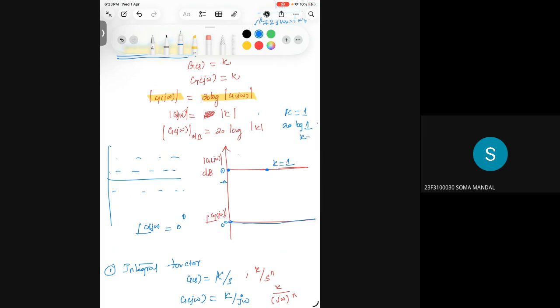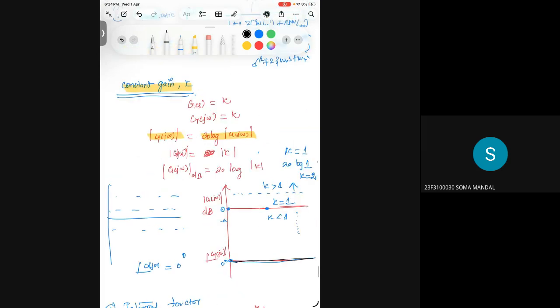What if I increase k to 2? Then log 2 will be positive, so 20 into log 2 is somewhere above. So k greater than 1 will be above, at positive values of decibels. Then k less than 1 will be below, at negative values of decibels. So by changing k, you can move up and down in the magnitude plot. For the phase plot, it will be 0. There is nothing to change the phase, so it will always remain at 0. Clear? Constant gain is clear?